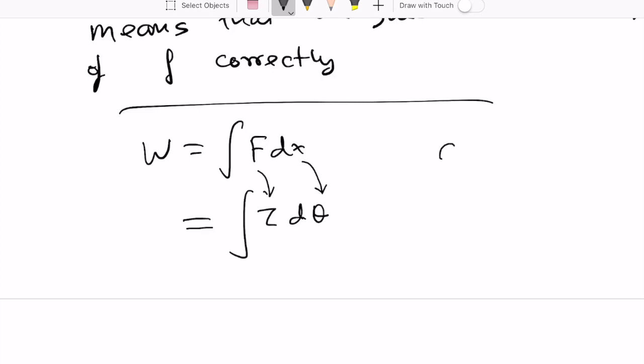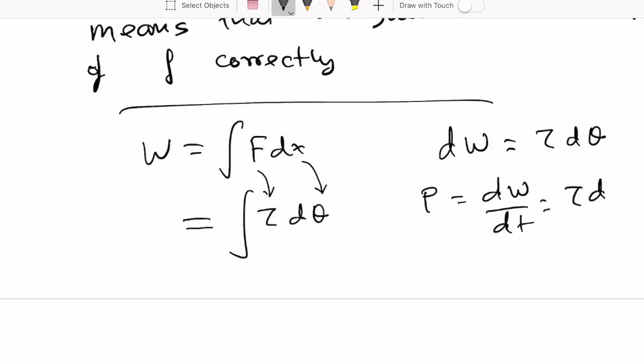So you can write dW is equal to tau d theta. That is the work done when you have a torque acting and it just rotates a system by a tiny amount d theta. And the power is simply the rate at which work is done. So that's dW/dt, and that's tau times d theta/dt. d theta/dt, as you know, is omega. So you have this formula: power is equal to tau times omega. This formula is very analogous to the formula that you saw in chapter 6 and 7, where power was force multiplied by velocity. So this is torque multiplied by angular velocity.